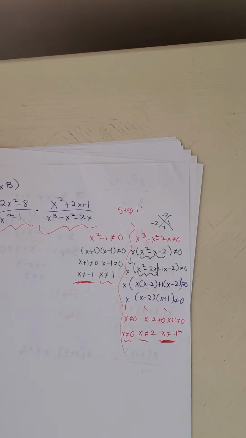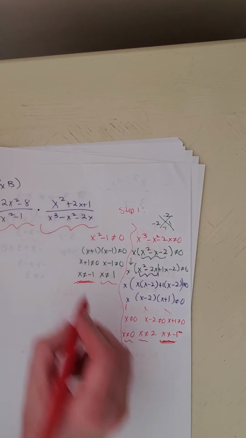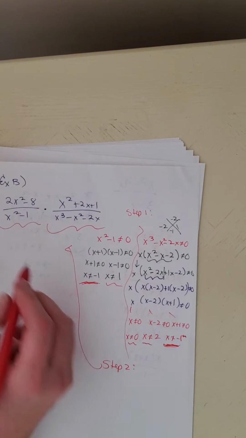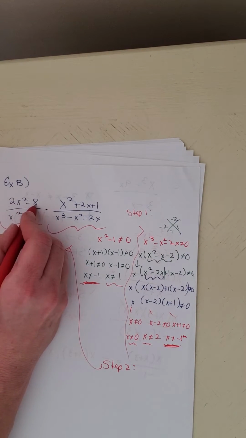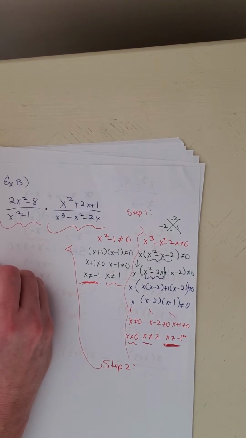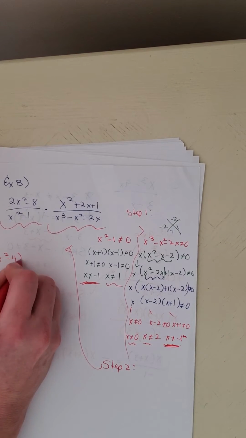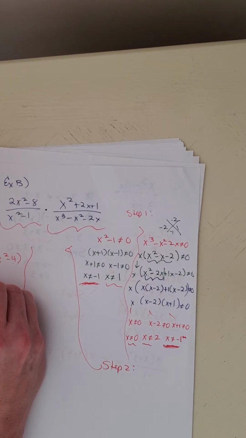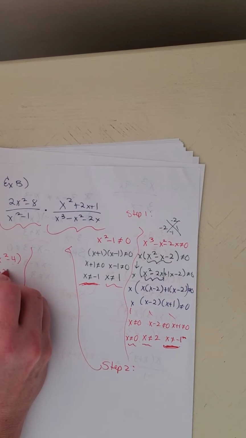All right, next we're going to rewrite our numerators. So step 2 is to factor the numerators. Let's go ahead and do that. Here I'm going to take out the GCF, which is 2. That gives me x squared minus 4. And then this is a difference of squares, so this is going to factor as 2 times x plus 2 and x minus 2.